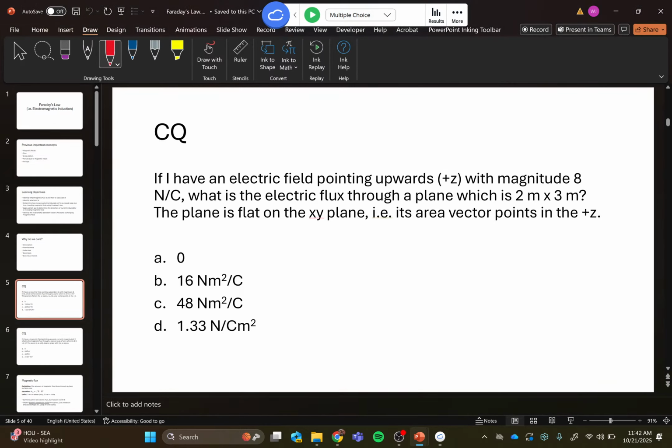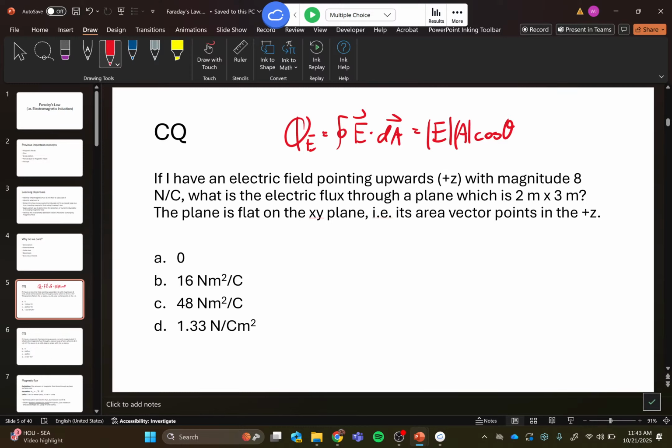All right, the equation for electric flux. Technically, it was an integral. Now, if it's a constant, this turns into this. If it's a constant, which in this case it is, but it's not always going to be. Cosine theta, E is the field, A is the area, theta is the angle between the two. This problem is really easy. It's 8 times 3 times 2, and the angle here is 0. Why is it 0? Because they're lined up with each other. Great.